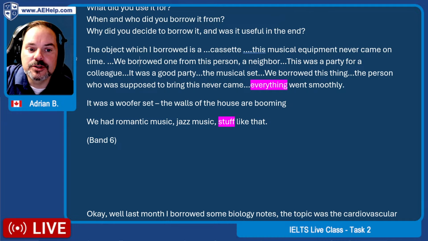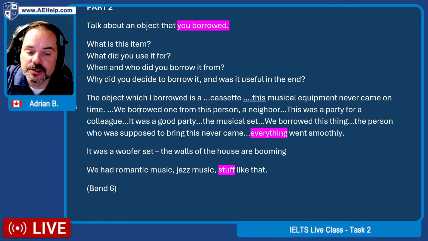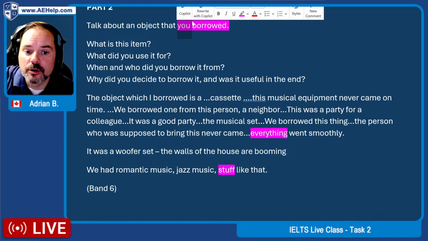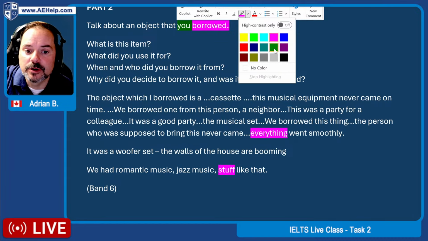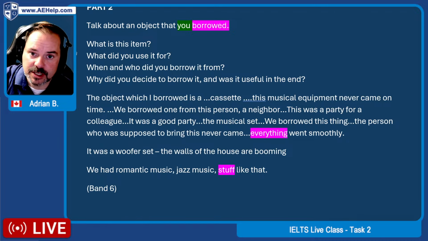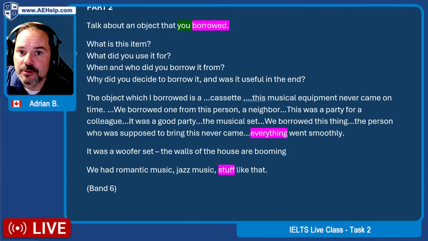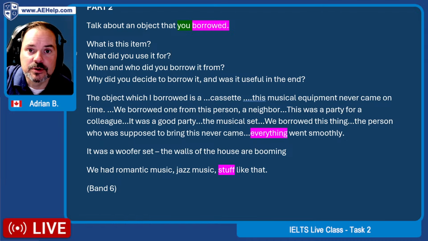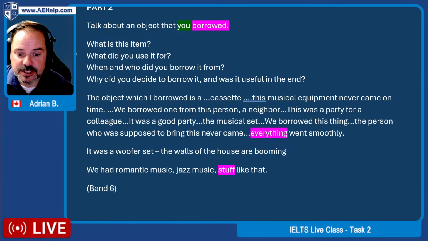And remember, students, really pay attention to the subject. So when the question says talk about an object you borrowed, then it's very important, Olivia, that you say I borrowed it from my neighbor, not we borrowed it. Okay. I borrowed this from my neighbor. I was organizing the party. So it's me, my, I, when the question is you borrowed.